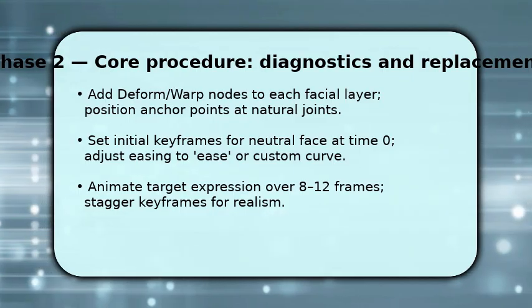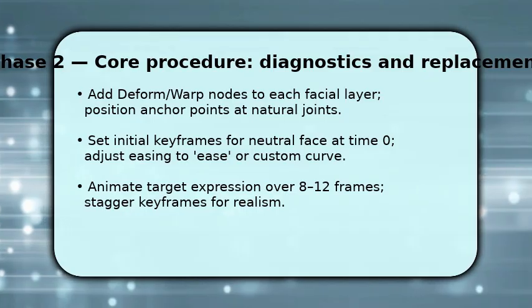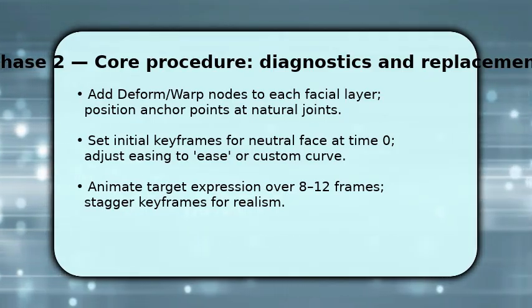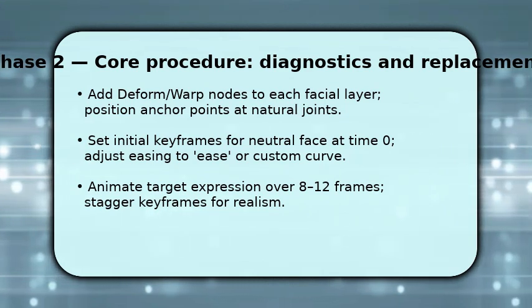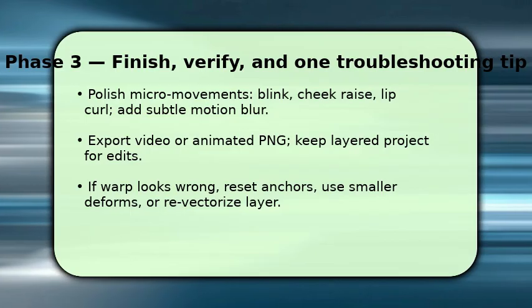Adjust easing curves to soften motion and tweak individual anchors to shape smiles, frowns, or squints. You'll refine by scrubbing playback and making micro-adjustments to anchors and opacity. Finish by adding micro-movements like a blink, slight cheek raise, or lip curl to sell the expression. Subtle motion blur or opacity shifts add realism.